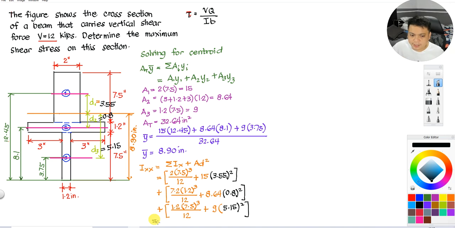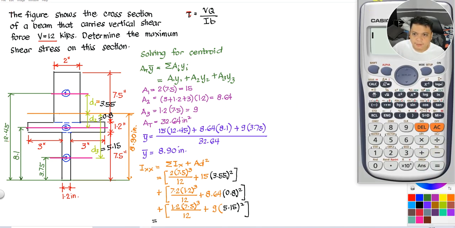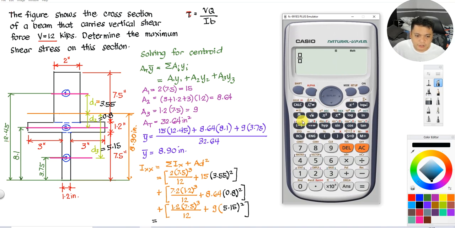Okay, sige, gawin natin. Para makita natin. So, unahin ko, 2 times 7.5 cube all over 12 plus, I will now have 15 multiplied by 3.55 and then squared. Okay? So, I now have this one value, 259.35. So, I will try to store it. So, shift RCL para store ko sa A. Okay? And the next, I will now have the B.